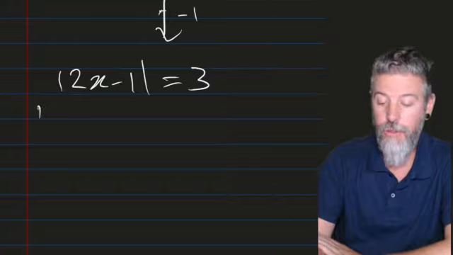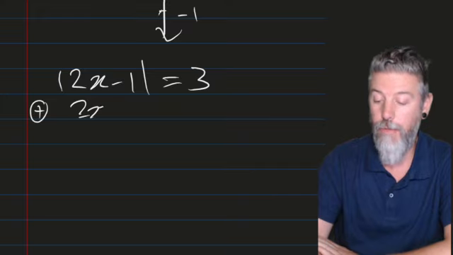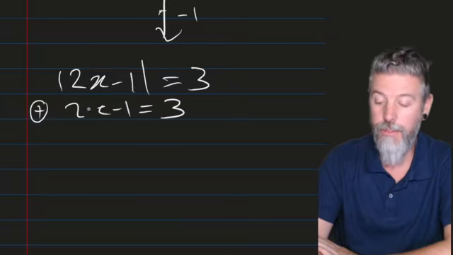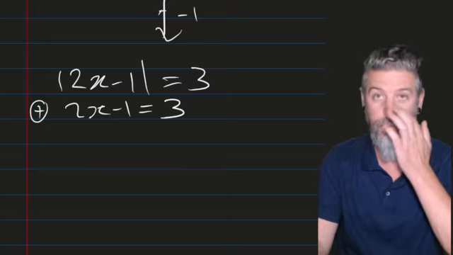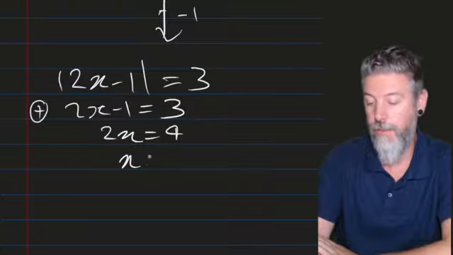So I decide to do the positive version of solving this. So I do 2x minus 1 equals 3. So just the positive 2x minus 1 equals 3. And that's a nice easy solve. 2x equals 4, x equals 2.